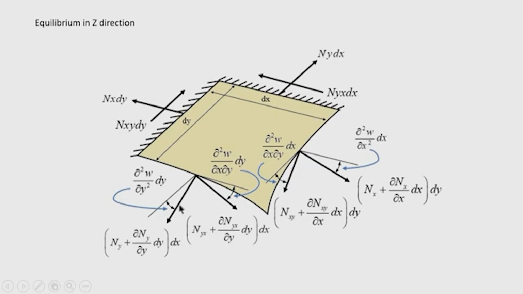Similarly, on the other edge, because the edges are clamped, there will be no slope here. So, naturally, the vertical components of these two forces are 0.